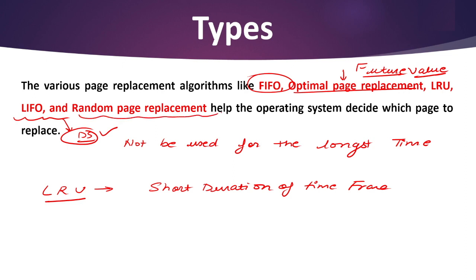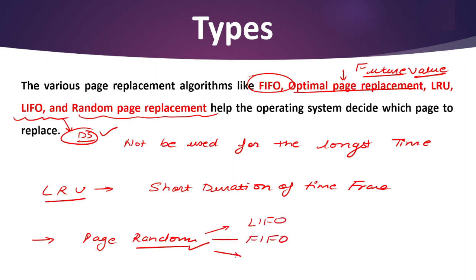Last and most important we have random page replacement. As indicated by the name, this algorithm replaces pages randomly. This algorithm can work like any other page replacement algorithm: sometimes it follows the principle of LIFO, sometimes FIFO, sometimes LRU, or sometimes the optimal page replacement algorithm. So this is the random page replacement algorithm. All these types are very important. This is just an overview of all these algorithms.